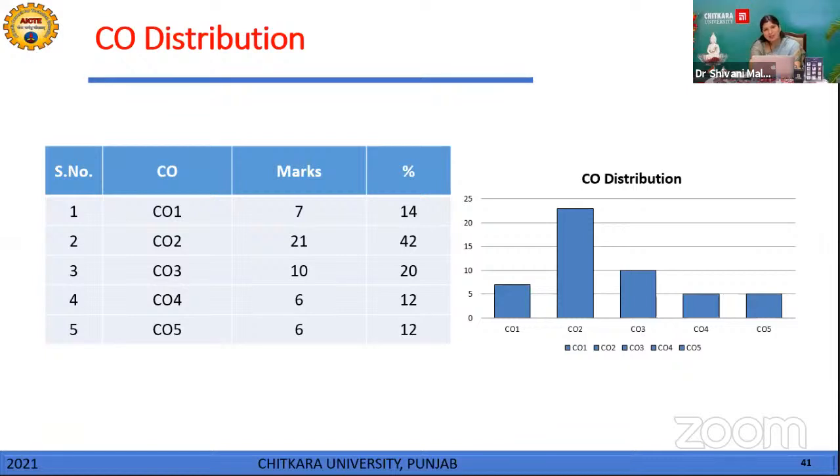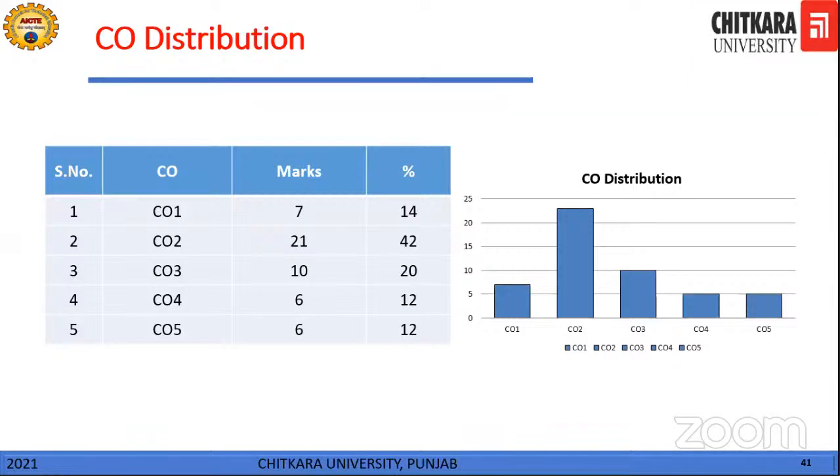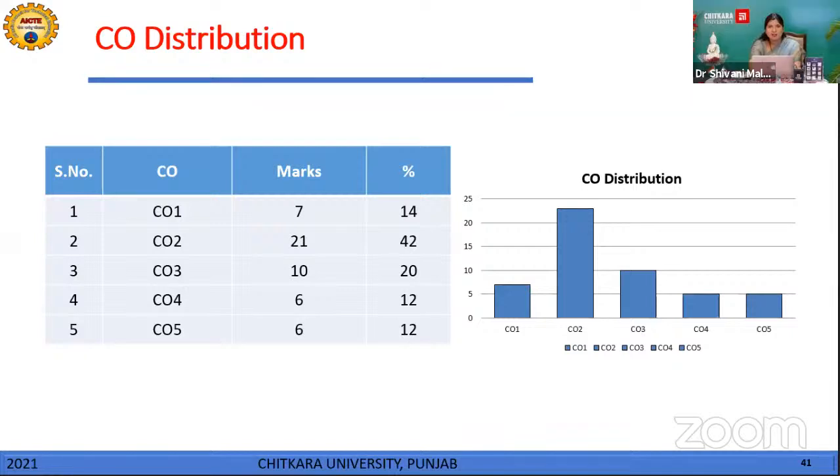While we say approximately same, it means suppose CO1 in your plan you marked to be 15%, right? So that CO1 is 15%, and here you have a weightage of marks 14%, so it is almost the same. Say CO2 was 40% there, and here it is 42%.